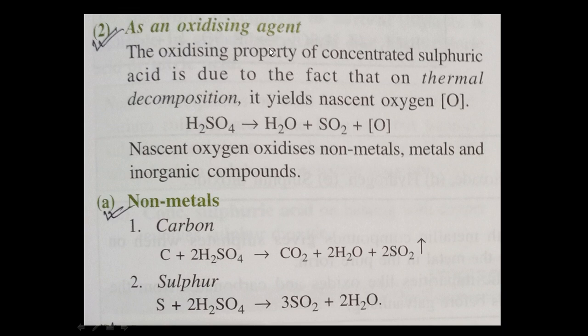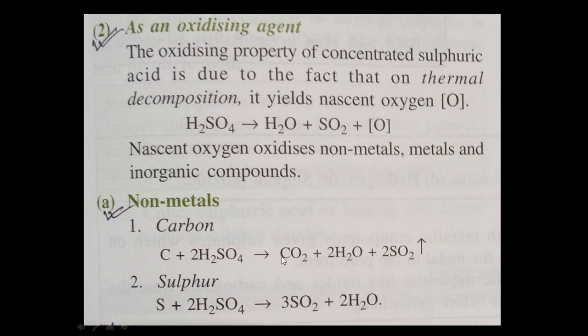So if someone asks you why sulfuric acid is considered a strong oxidizing agent, your answer will be: it is due to the fact that on thermal decomposition, sulfuric acid yields nascent oxygen, which can oxidize non-metals, metals, and inorganic compounds. So you can see here carbon, when combined with sulfuric acid, gives carbon dioxide plus water plus sulfur dioxide. And when sulfur reacts with sulfuric acid, you get sulfur dioxide and water.